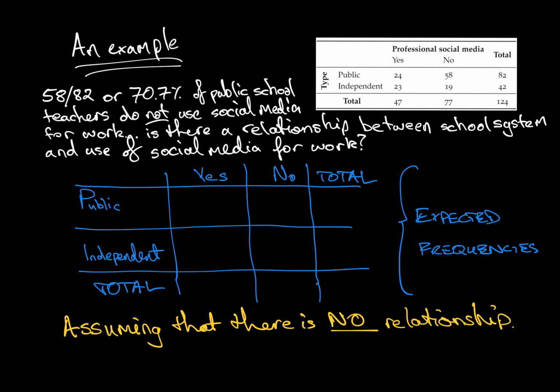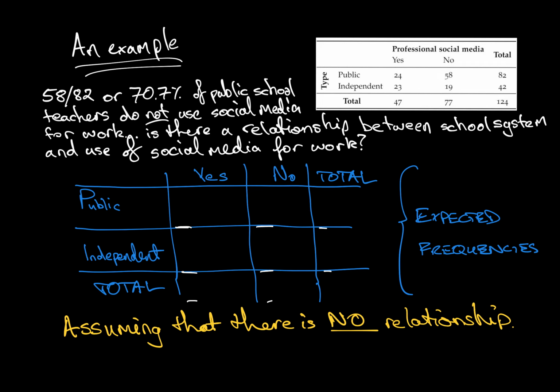Assuming that there's no relationship, in other words, that the two variables are independent, then each cell value in our table of expected frequencies should be proportional to the total number for each of the defining characteristics or variables. For example, the number of public school teachers who do use professional social media should be proportional to the total number of public school teachers and the total number of teachers who use social media professionally.